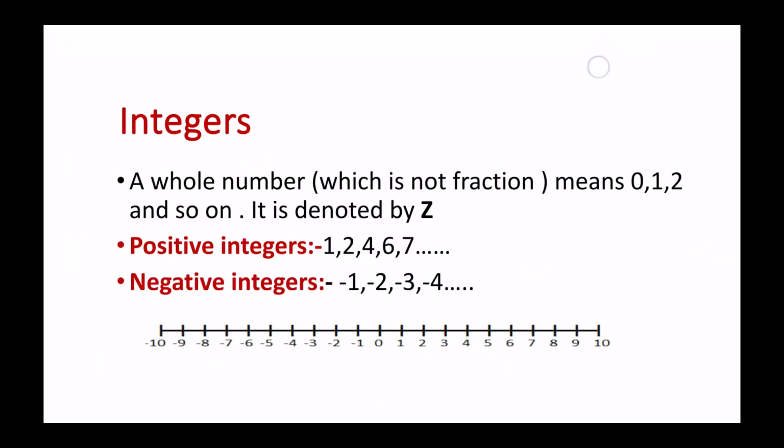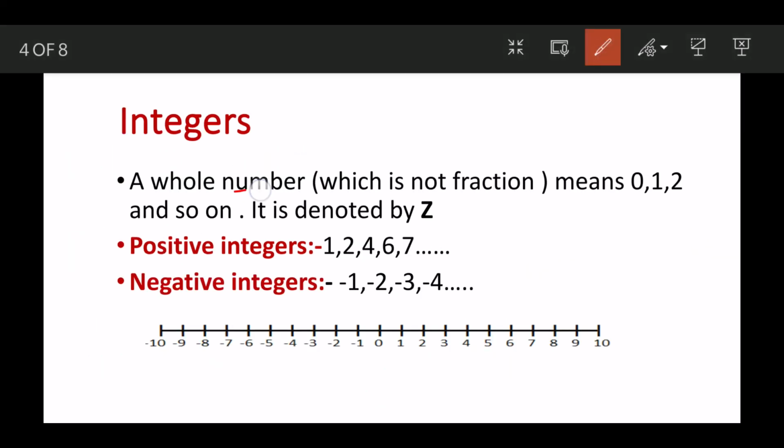Next, integers. A whole number which is not a fraction, like 0, 1, 2, 3, 4 and so on. What is a fraction? Fraction means when we write something like 1 by 2, 3 by 4 and so on. I will discuss this fraction later on. So now we are talking about integers. So 0, 1, 2, 3 and so on are integers. It is denoted by capital Z.